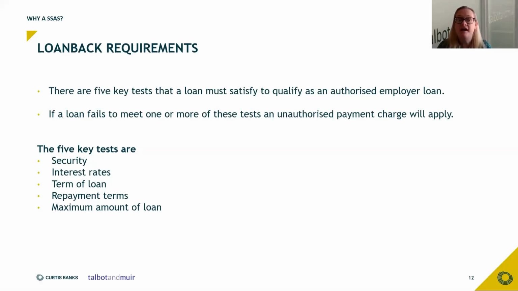So the five tests are: the first one is security, the second one is interest rates, the next one is the term of the loan, and then there's the repayment terms and the maximum amount of the loan. In practice, what do we see when we're going through those tests, and how do I actually like to tackle them? I usually go through them in the order that they are on this slide.